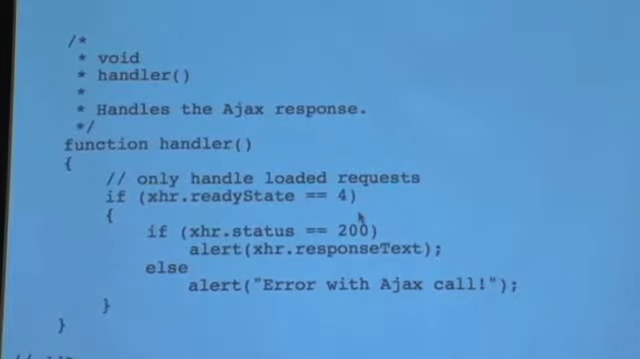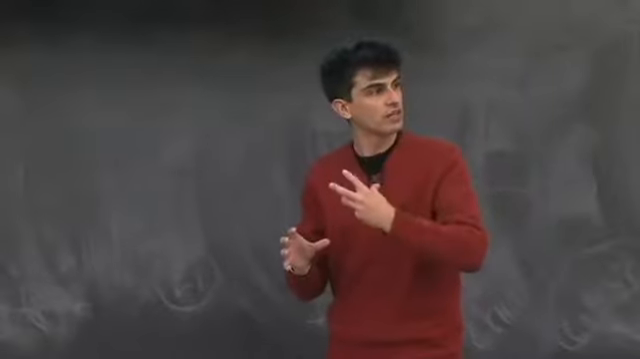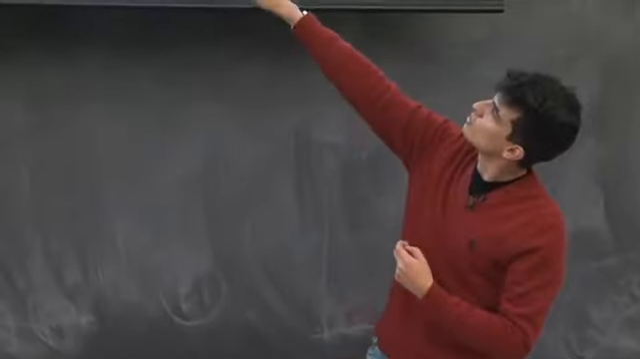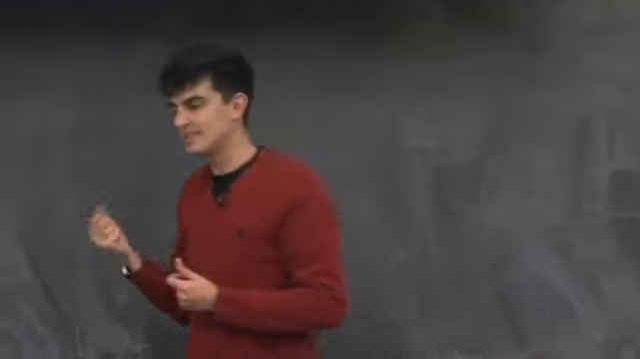And assuming that we got an HTTP response of 200, meaning that all is okay, it's not a 403 permissions error, it's not a 404 file not found, nothing like that. Assuming we actually properly found the file and that file has given us data back, we're going to do something. And in this case, we're going to alert the response text.